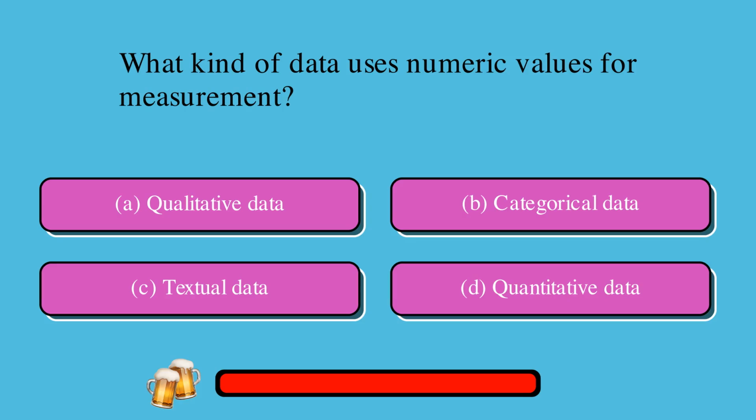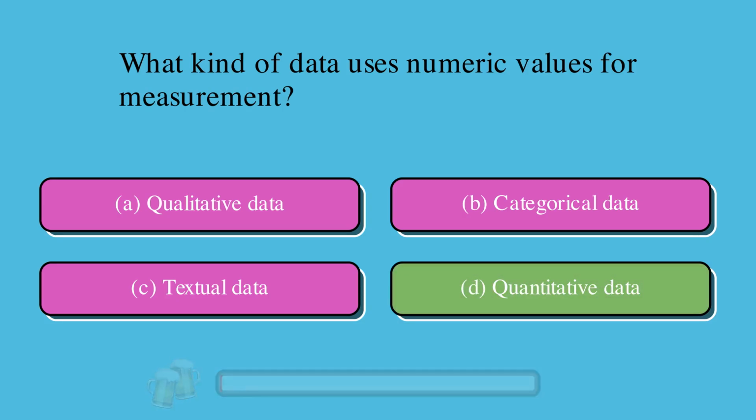What kind of data uses numeric values for measurement? A, qualitative data, or B, categorical data, or C, textual data, or D, quantitative data. The correct answer is D, quantitative data.